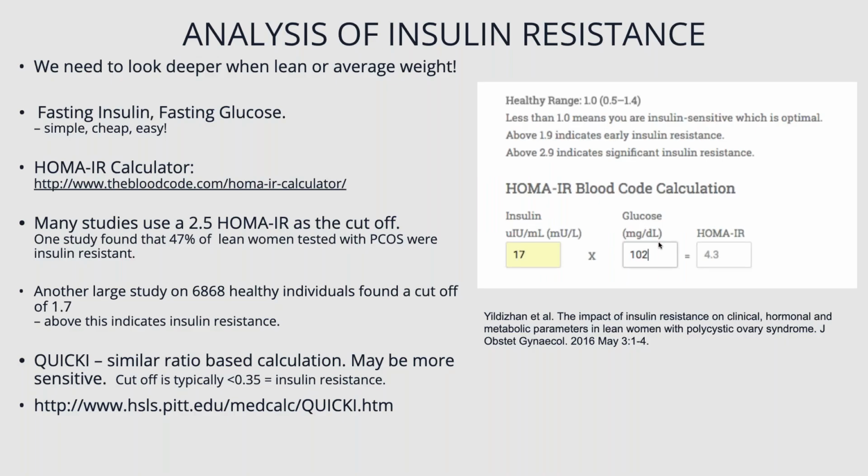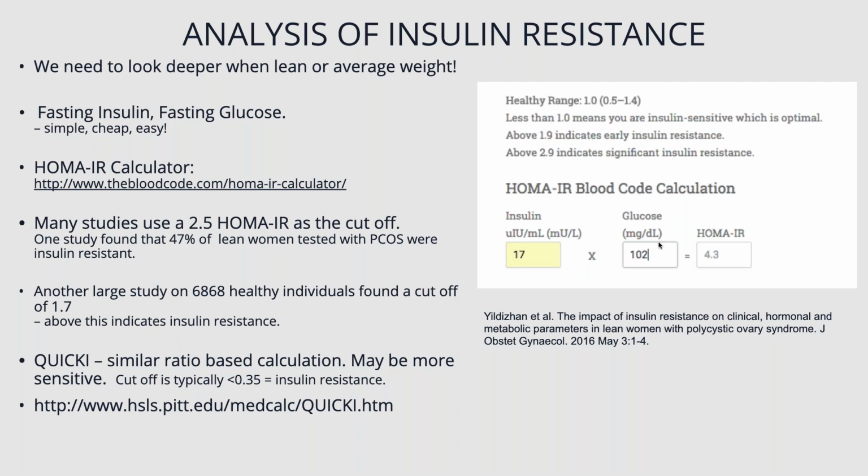So when it comes to labs, when someone is lean or average weight, you do have to look a little deeper, but some of the simplest ways would be the fasting insulin and fasting glucose. And these are generally very simple to measure for most people. Very lean people do tend to have normal fasting insulin, so for them it can be hard to tell. But for people who have any kind of significant insulin resistance, you'll definitely see that this will show up.